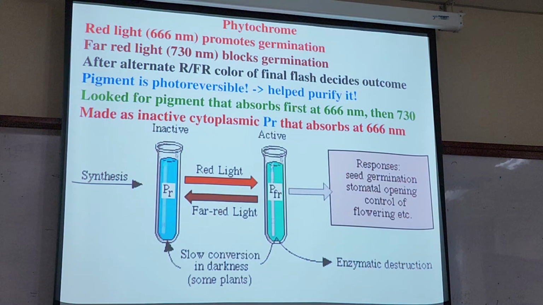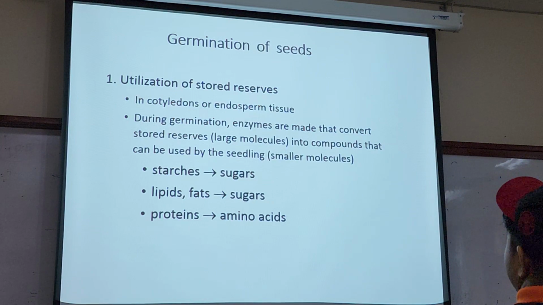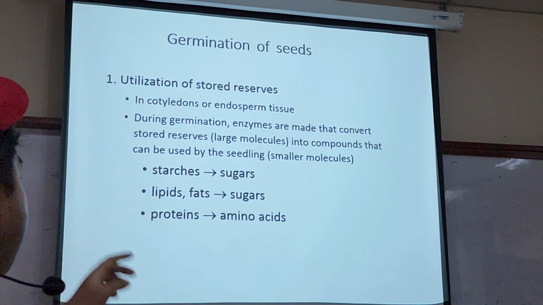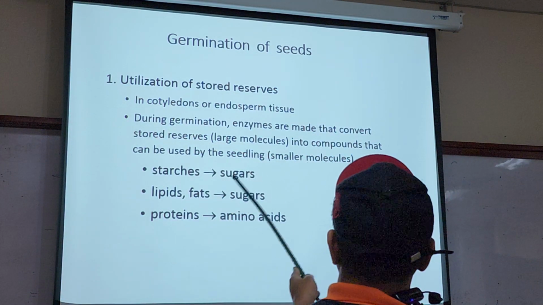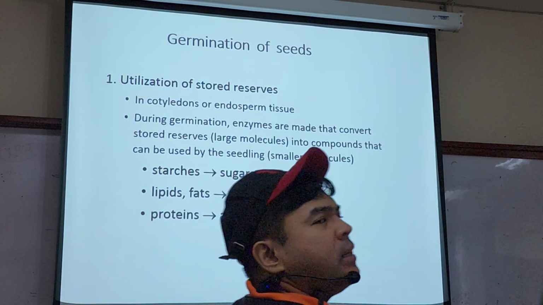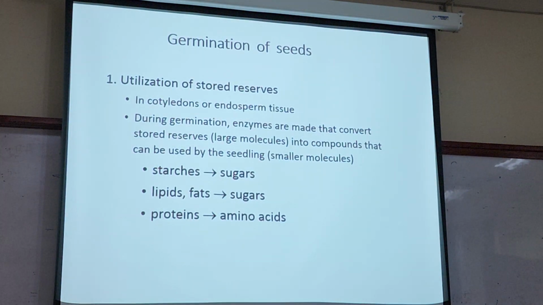Okay, so let's see. That's the first summary. So germination of seeds. So this is pretty much the summary of it. So you got the utilization of stored reserve. Remember, starch jadi sugar, lipids can become sugar as well, protein becoming amino acid. This thing, lipids, fats turn to sugar. This is actually not straightforward. The lipids will be broken down into what you saw just now by lipase. When lipid is broken down, what is the product? Fatty acid and glycerol. This glycerol can undergo another pathway to become sugar. That's how you get sugar.